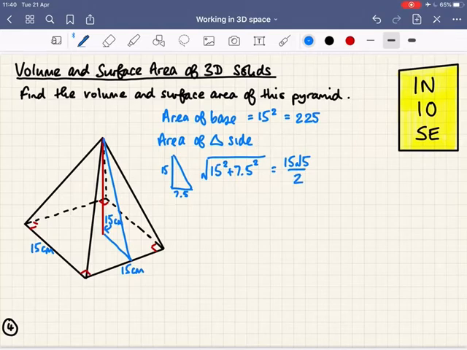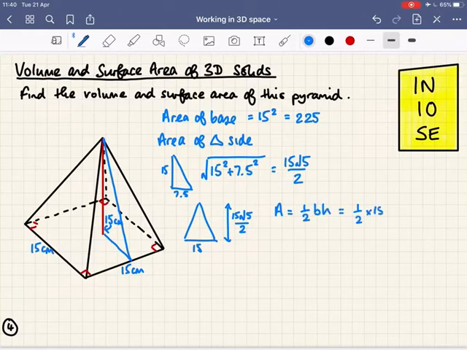So now I've got a triangular side there with a base of 15 and a perpendicular height of 15 root 5 over 2. So area is half base times height, which is a half of 15 times 15 root 5 over 2. And that will give me the area of one of those sides is equal to 125.78 centimetres squared to 2 decimal places.